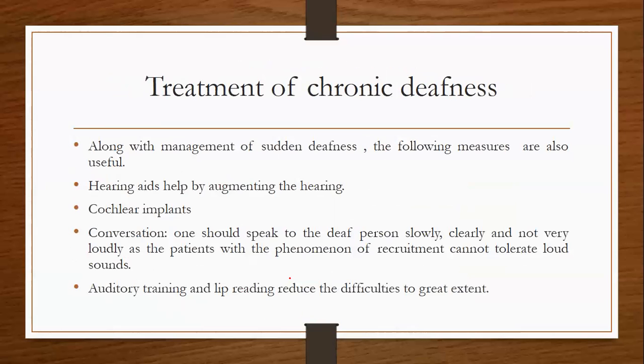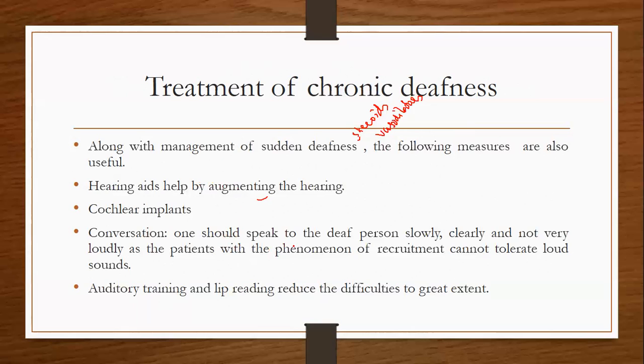Okay. Then, how to treat chronic deafness. Until now we have been discussing how to treat sudden deafness, along with the management of sudden deafness like steroid therapies and vasodilators. The following measures are also useful. Hearing aids help in augmenting the hearing, and cochlear implants can be given.